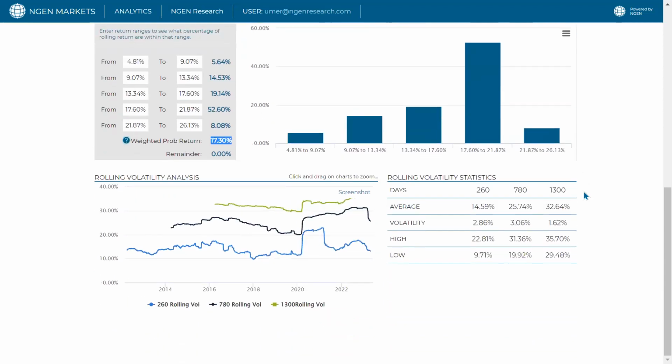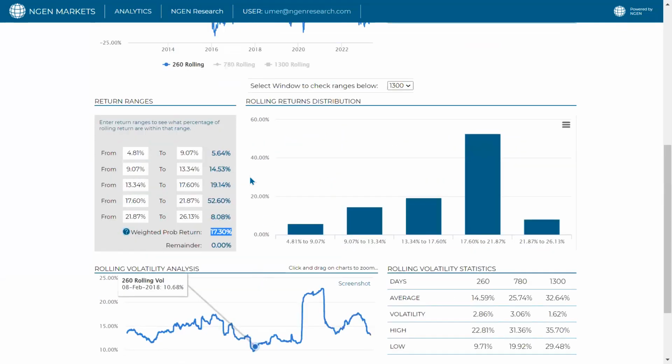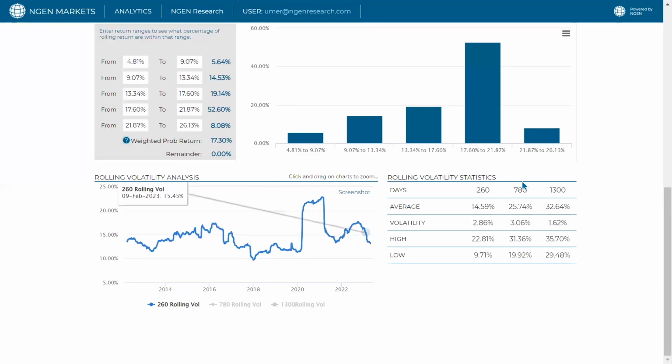And you can also take a look at rolling volatility. Now, what is rolling volatility? Rolling volatility is basically the standard deviation calculated from our start date of 2011 till the current date. For the current date period, let's consider the rolling volatility for only 260. You can change these periods here. These are all the working periods. And then you will also see the rolling volatility based on the periods you have changed.